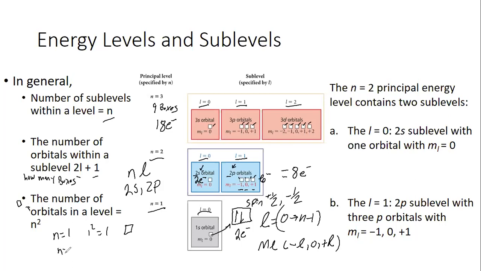N equals 2, 2 squared, which is 4. So we have 4 boxes. N equals 3, 3 squared, which is 9 boxes. So there are mathematical ways to do this as well. But again, I know this is probably super confusing to go through. All we're doing here is just asking ourselves at these different quantum numbers, how many electrons are there? That's all we're asking. We're just figuring out how many electrons and where can we find these electrons.